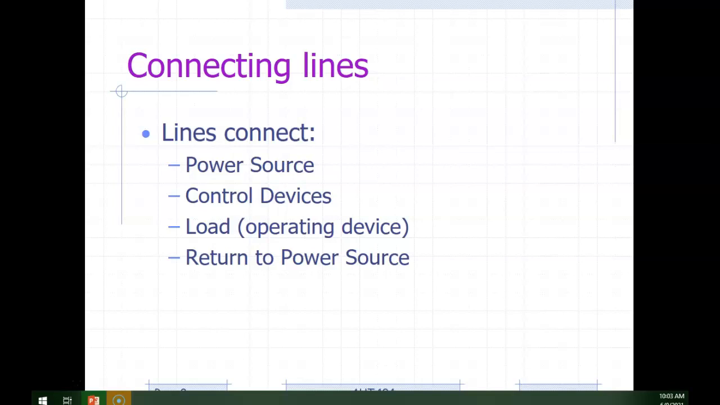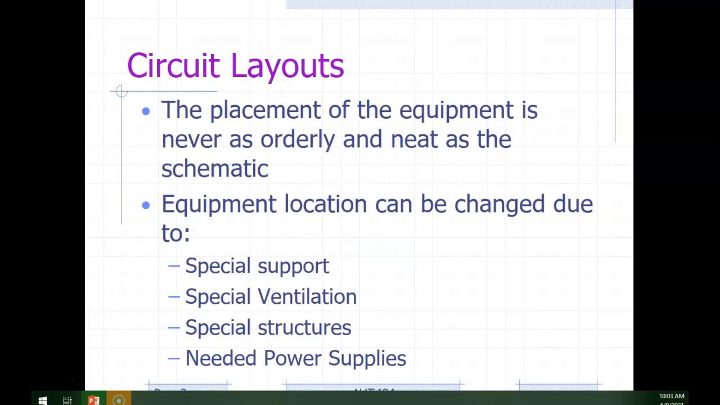Now, what you have to really pay attention to, if you ever are drawing a schematic, is to make sure you draw your lines correctly. Why? Because of many reasons. We'll go into those. Circuit layouts: the placement of the equipment is never as orderly and neat as a schematic. How many times does that happen? Answer, never. I don't even think when somebody's wiring a house that the lines are all nice and neat.